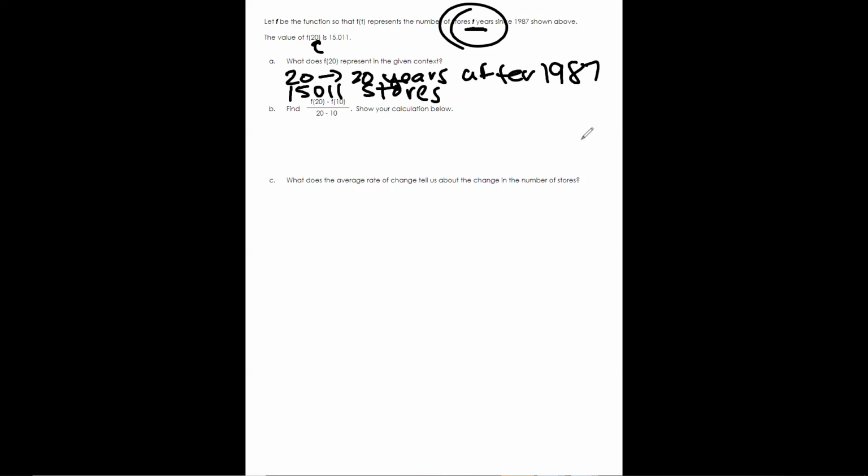Now, on the next part, it says f of 20 minus f of 10 divided by 20 minus 10. So f of 20, we already know was 15,011. Looking back at your part on the previous page, when x is 10, what was your y value? 1,412. So we're going to plug that in for f of 10. And in the bottom, we're going to keep 20 minus 10. Everybody see that? So instead of writing f of 20, I'm going to plug in the numbers. Can somebody type this into your calculator? Tell me what you get in the top.